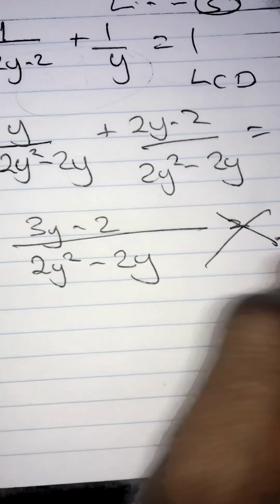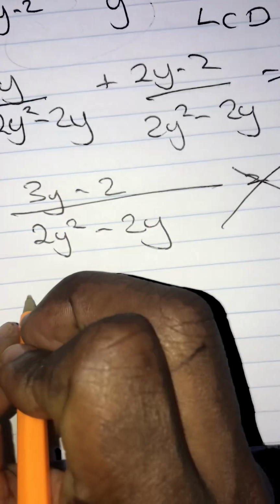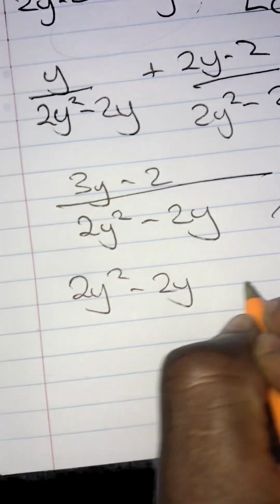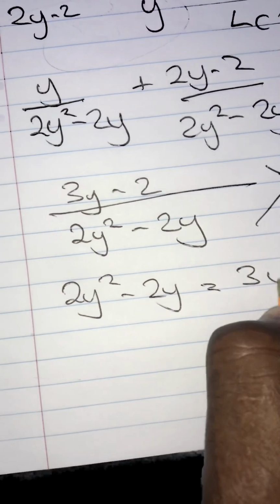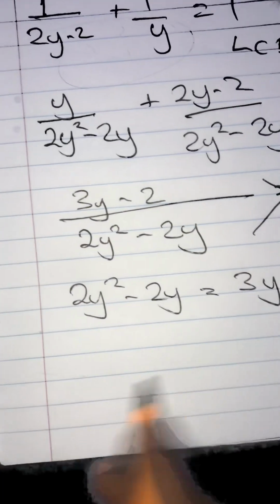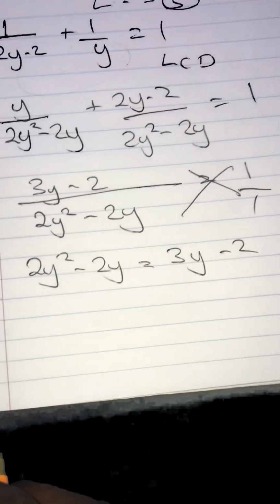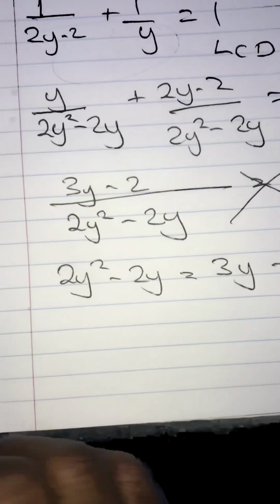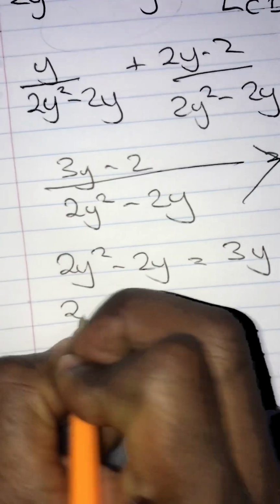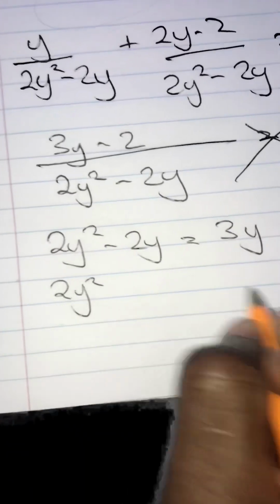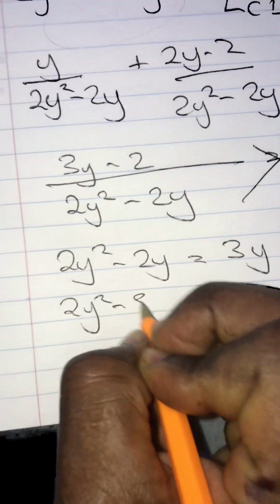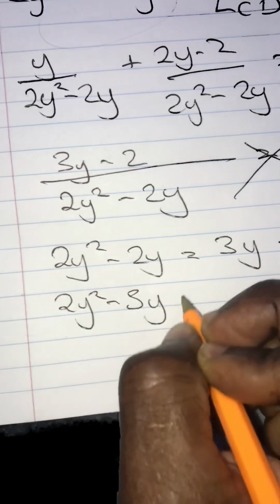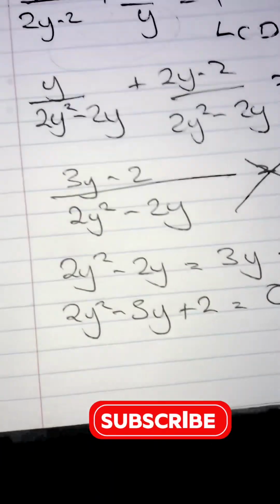Cross multiply. When you cross multiply, you're going to have 2Y squared minus 2Y is equal to 3Y minus 2. Then we put everything on the other side, so it's equal to 0. Then you're going to have 2Y squared minus 5Y plus 2 is equal to what?